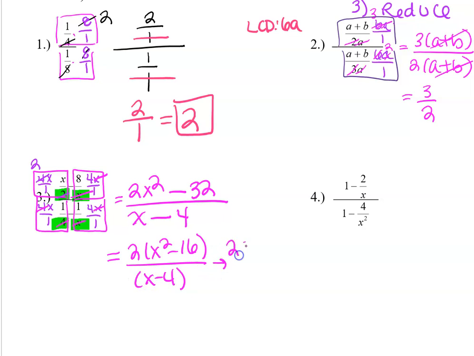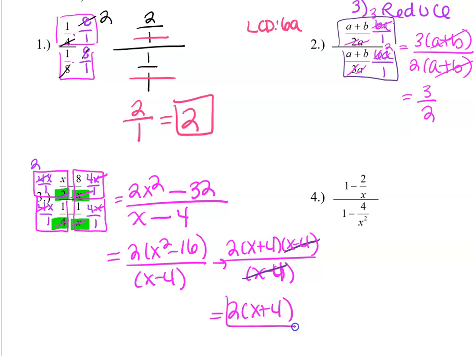Now we're at a place, just like earlier, where I look to factor and cancel. You'll notice I have dots in the top. X minus 4 is reduced, so this leaves me with 2 times x plus 4.